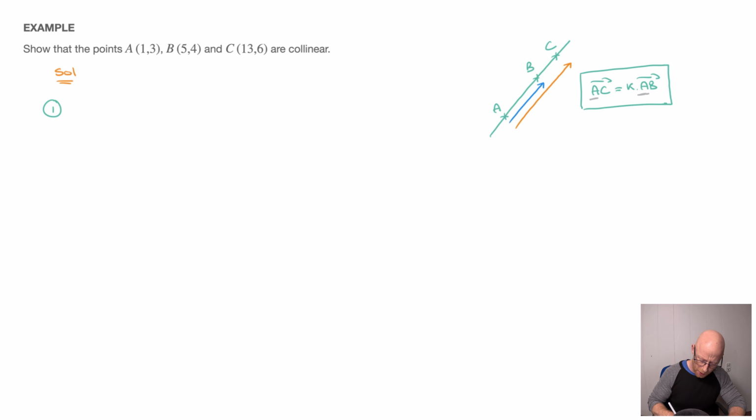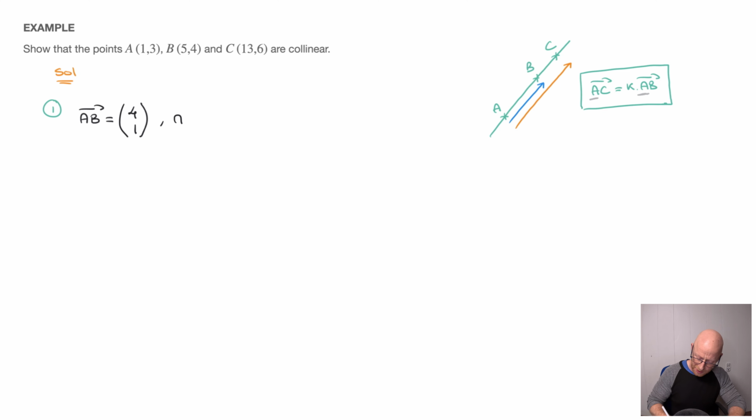And so let's see, I'll go ahead and define the displacement vector AB and the displacement vector AC, but I'll start with AB, of course. Now, AB, well, its horizontal or x component will be the x-coordinate of point B minus the x-coordinate of point A, so that's 5 minus 1, which is 4. And its y component, well, that will be the y-coordinate of point B minus the y-coordinate of point A, so that's 4 minus 3, which is 1. So that's my vector AB.